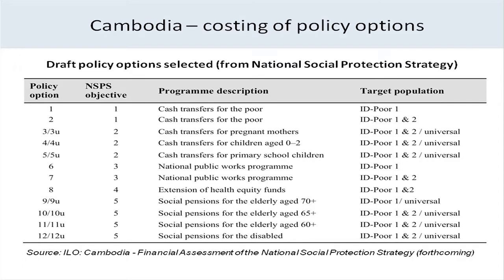Just for illustration, I would like to show some of the results we had in Cambodia with the costing. So here in this table, you can see all the scenarios we selected. And it was selected based on the National Social Protection Strategy that was already mentioned this morning. So there is an overall strategy available in Cambodia, and this was launched recently by the Prime Minister. And it has 5 different objectives, and so under each of the objectives, we selected some scenarios for the costing.